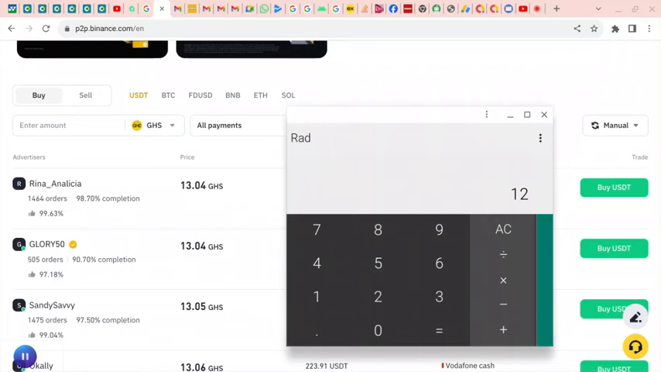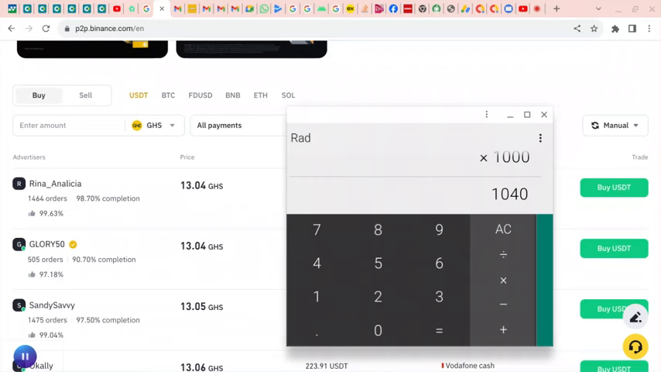Right now the rate is 13.04. And imagine some weeks to come, the rate comes to 12. You're losing your money. Right now, you have lost 1.04 cedis on any USDT that you bought. So imagine you bought 1,000 USDT, you have lost 1.04 times 1,000. You see that thing?